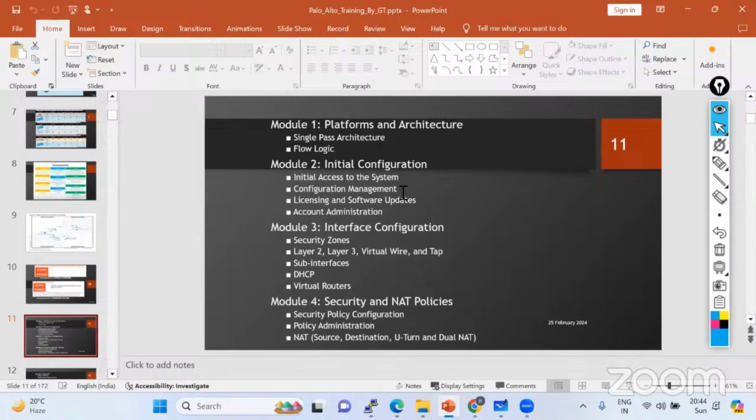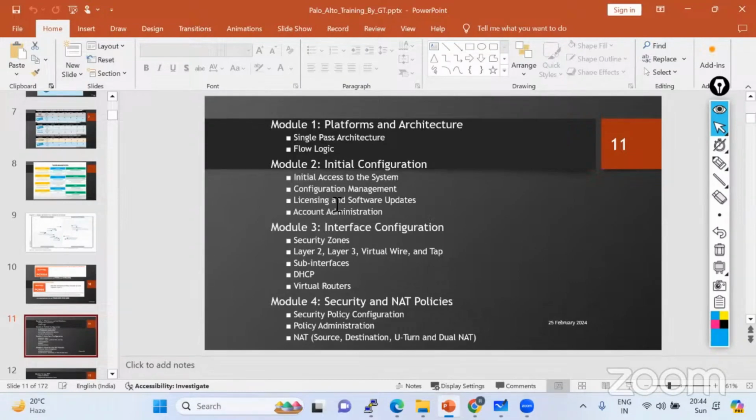step by step: how the firewall is going to be purchased, how it is going to be deployed with a real use case, what console cable is going to be required, when the management RJ45 cable is going to be required, how it is going to connect to the laptop, how it is going to get the GUI access, how it is going to get the CLI access. So after understanding the key concepts of the firewall, like the flow logic and the architecture, we have to complete this initial configuration.